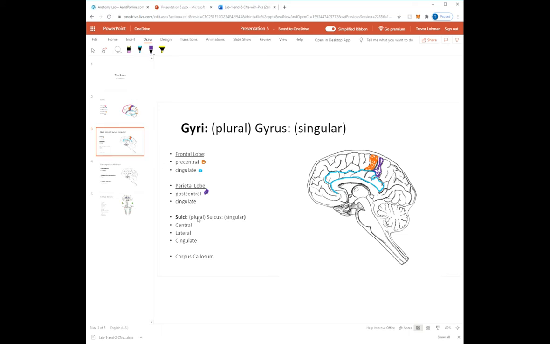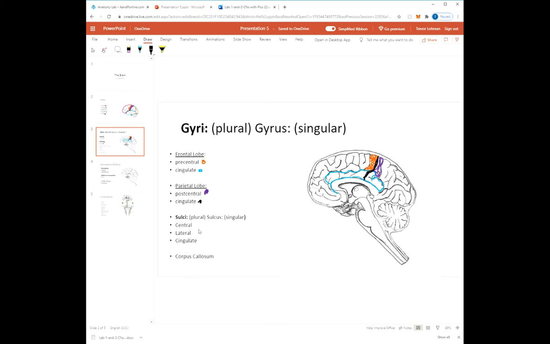We put cingulate twice, just illustrating that half of the cingulate gyrus is on the frontal lobe and half of it is on the parietal lobe. So that's what this black line here is showing you. It's part of the central sulcus, delineating the parietal and frontal lobes. So you can see a part of the cingulate is on the frontal and a part is on the parietal.